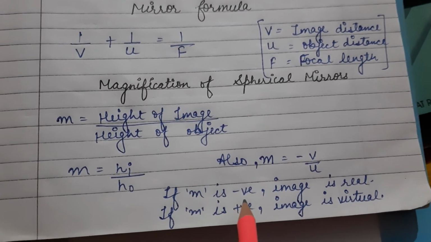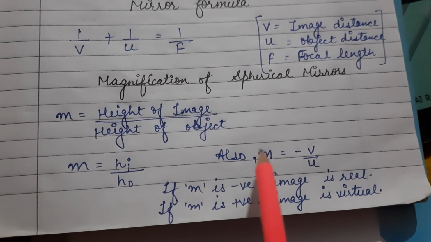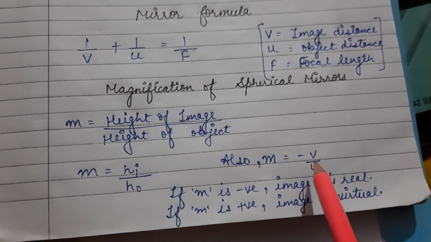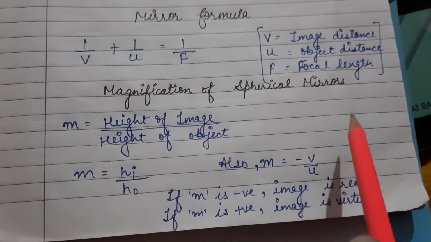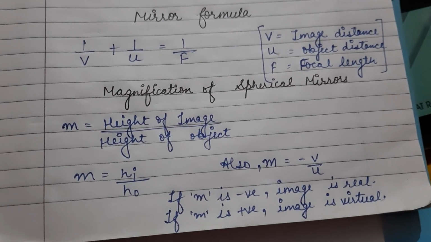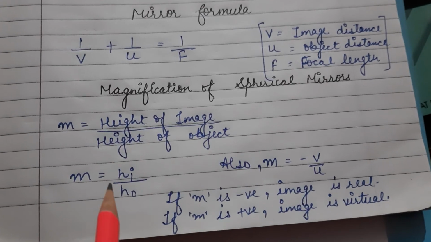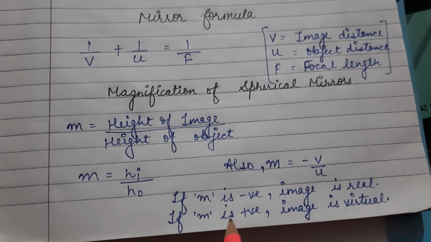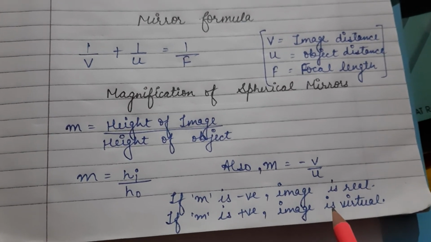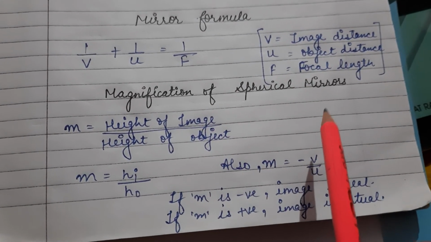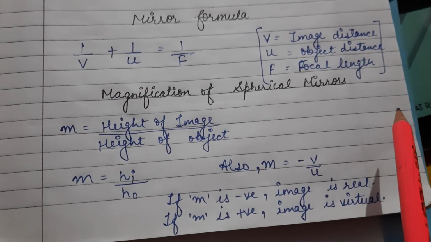If m is negative, it means the magnification is negative, the image is real, it means the image will form on the left hand side, or in other words we can say that the image will form on the side of the object. If m is positive, the image is virtual, so it means the image will form on the right hand side or the opposite side of the object.